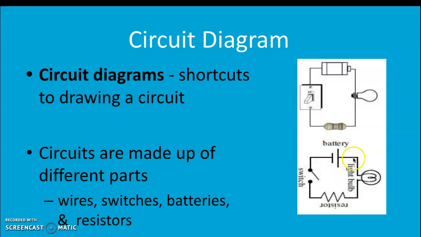So basically, scientists are not artists, and so they made shorthand for circuits. These two lines over here represent a battery. This represents a light bulb. These squiggle lines represent a resistor. And two dots with a line that can be open or closed represents a switch.